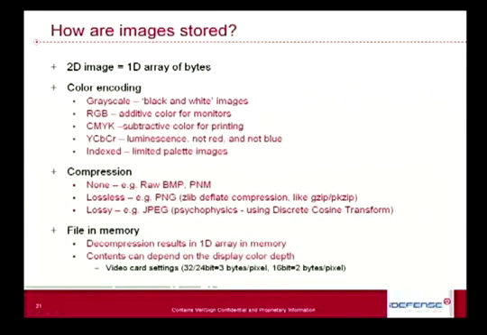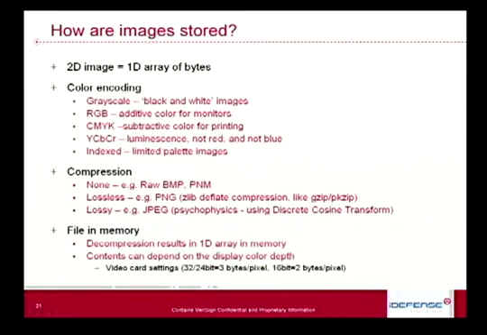CMYK, which is for printing. YCbCr, which you might not be familiar with, which is what JPEGs use. It's also similar to what your television uses for the color. And index color encoding, where you actually look up a table of colors and you don't actually store the color values directly in the image, it's all indirect.